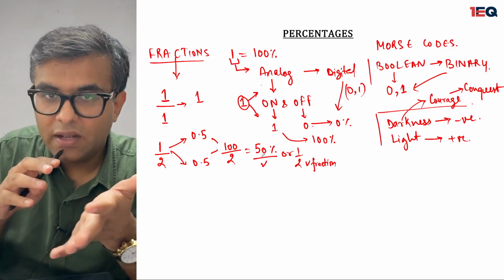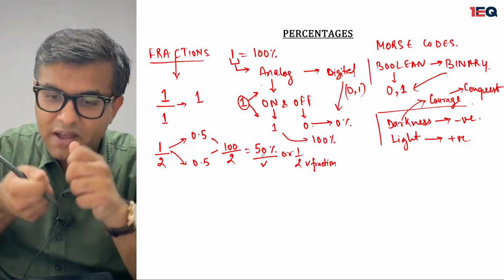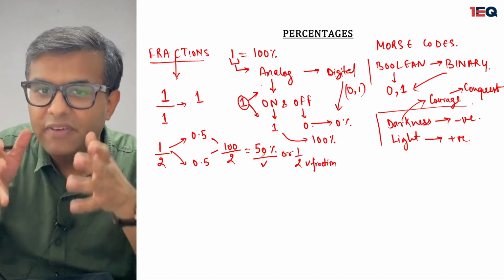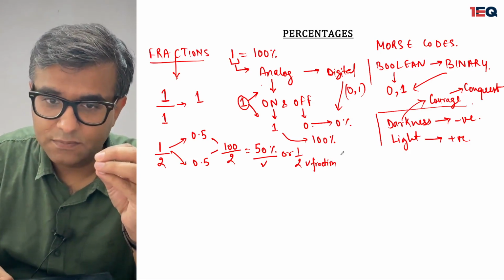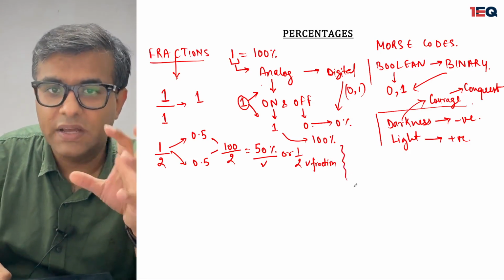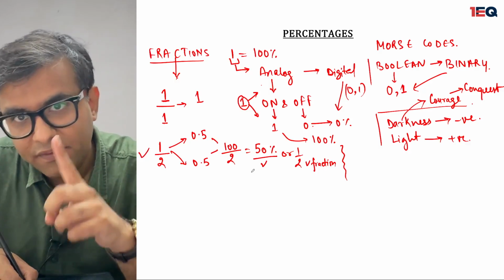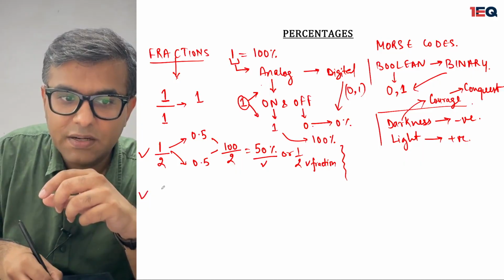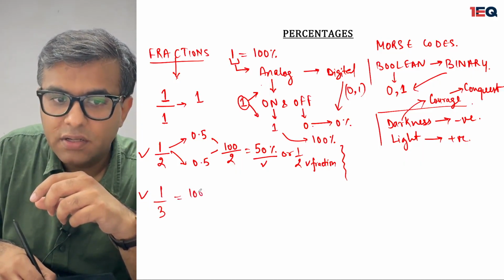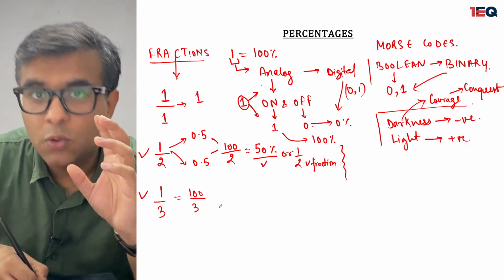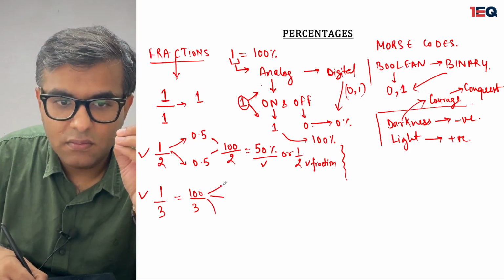I really want you to have your night vision on, your torches on, and dig very deep with me in percentages, because somebody who fears maths will also be able to crack this very well. So 1 by 2 is equal to 50%. When I split it to 1 by 3, I talk about 100 being split into 3 equal parts.